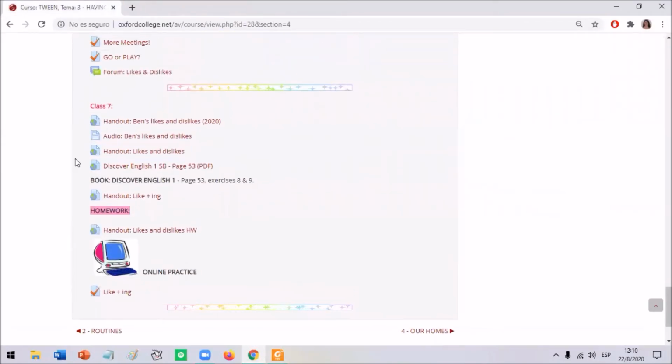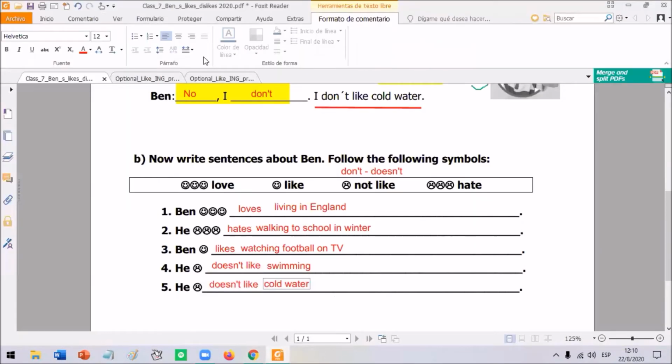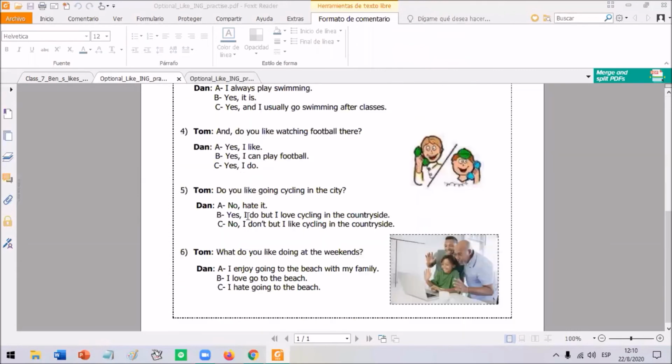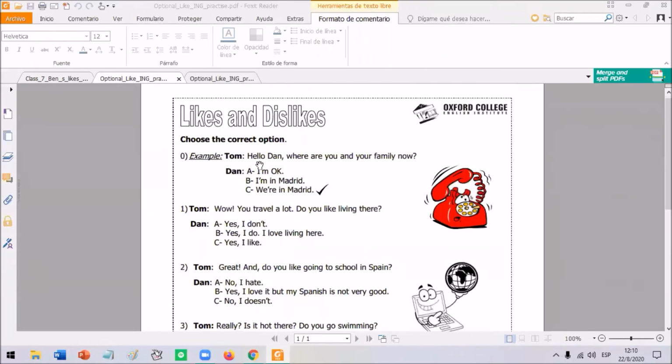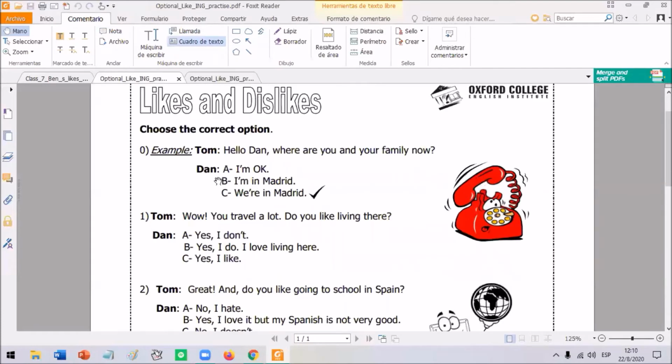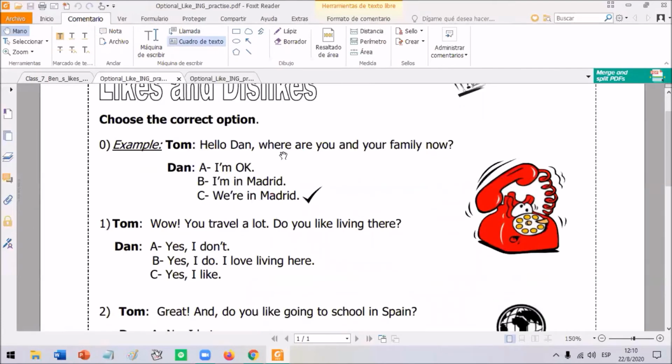Look at this handout. Likes and dislikes. Let's see. Okay. Choose the correct option. Look at this. We have a conversation. There are questions and different options to answer those questions. But only one is correct. So we have to choose the best option. Let's read the example first. Let's see the beginning of this conversation. Hello, Dan. Where are you and your family now?